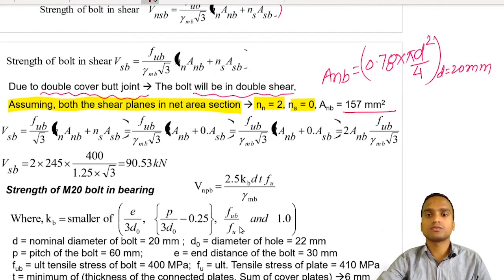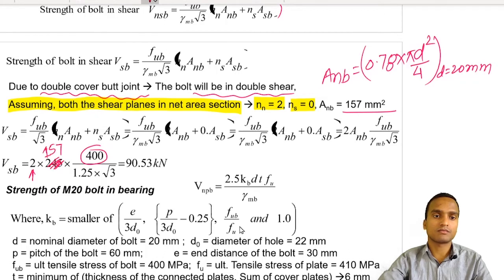So it comes out to be 157 millimeter square. If we use all these values in this formula, then we arrive at n = 2, and A_nb will be equal to 157 multiplied by f_ub. It is wrongly written here, it should be 157.